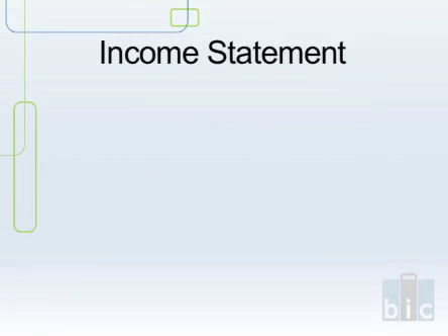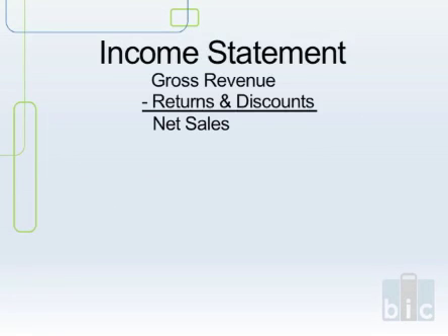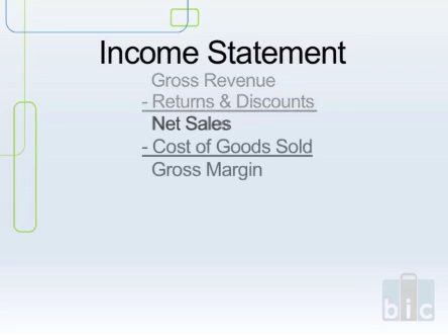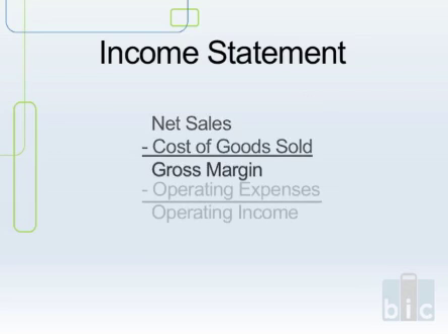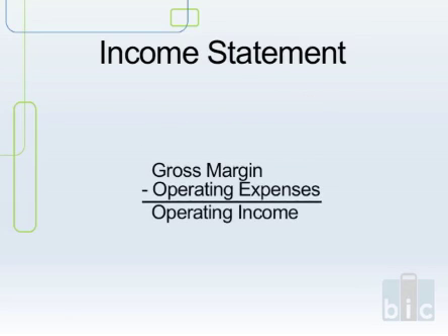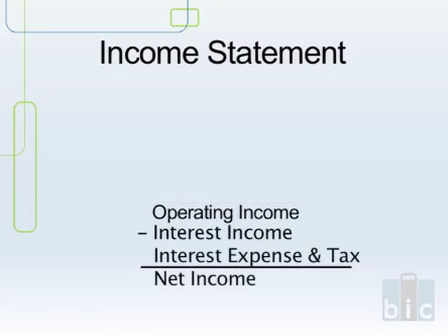To review, an income statement shows the following information. Revenue minus returns and discounts equals net sales. Net sales minus cost of goods sold equals gross margin. Gross margin minus operating expenses equals operating income. Operating income minus interest income, interest expense, and income taxes equals net income.